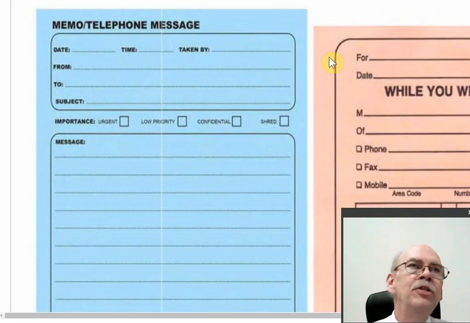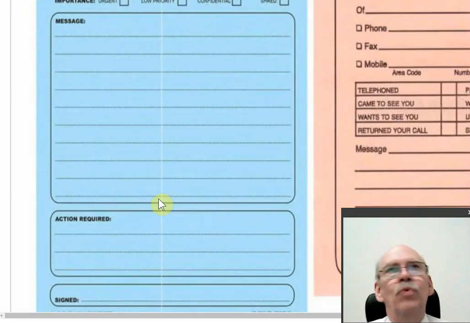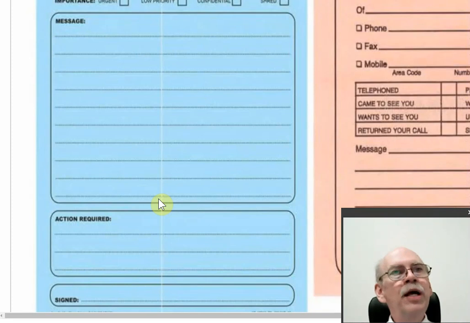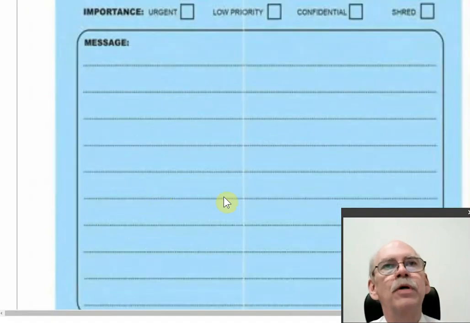It's so confidential, we have to destroy it. Okay, and then in this blue form, it just says message. Write whatever you want to write. The good thing about this form is it also says action required. I'm going to make this a little bit bigger so it's easier to see. Okay. Action required.